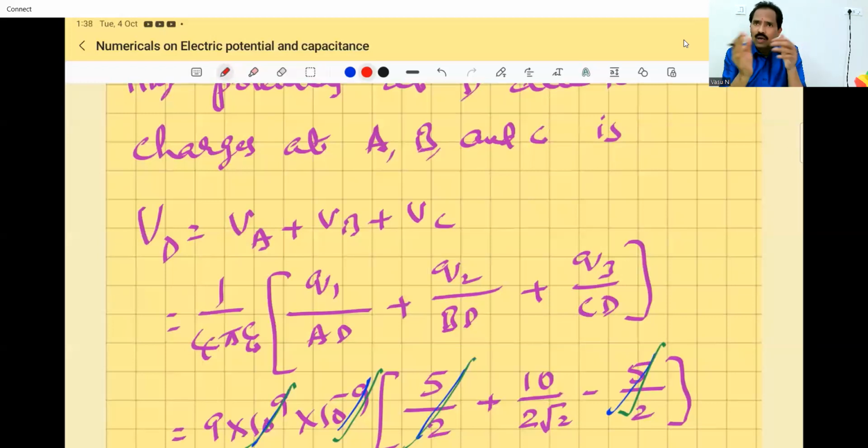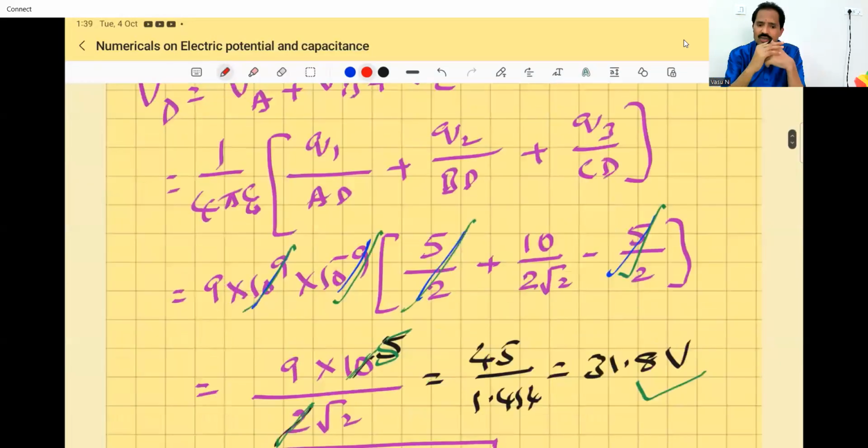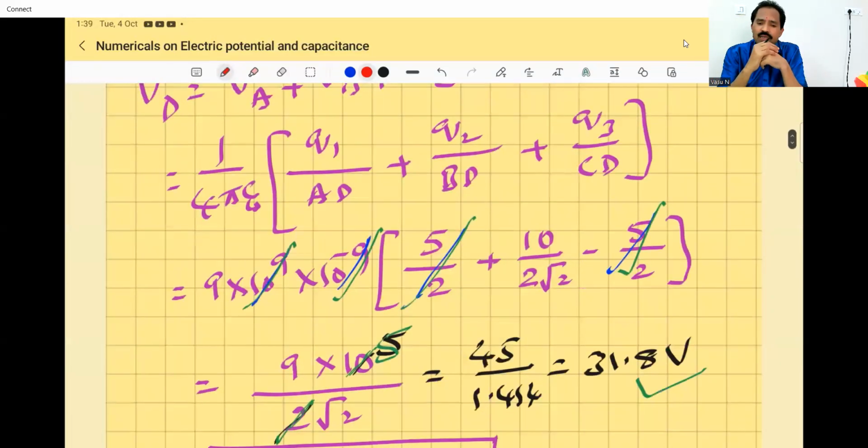Now you take the formula 1/4 pi epsilon naught. What is VA? Q1 by AD, because you have to take the distance of the point from the respective charges. See, distance of the point D from Q1 is AD, Q2 is BD, from Q3 is CD. I write Q1 by AD plus Q2 by BD plus Q3 by CD. Now substitute the values. What is 1/4 pi epsilon naught? 9 into 10 power 9.